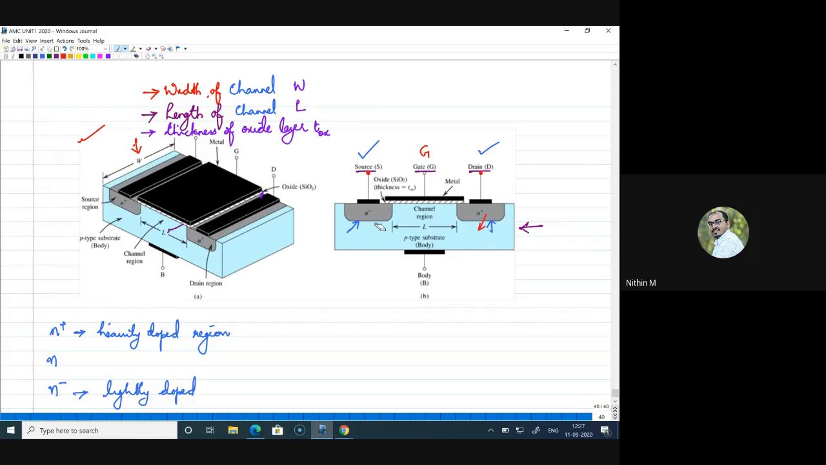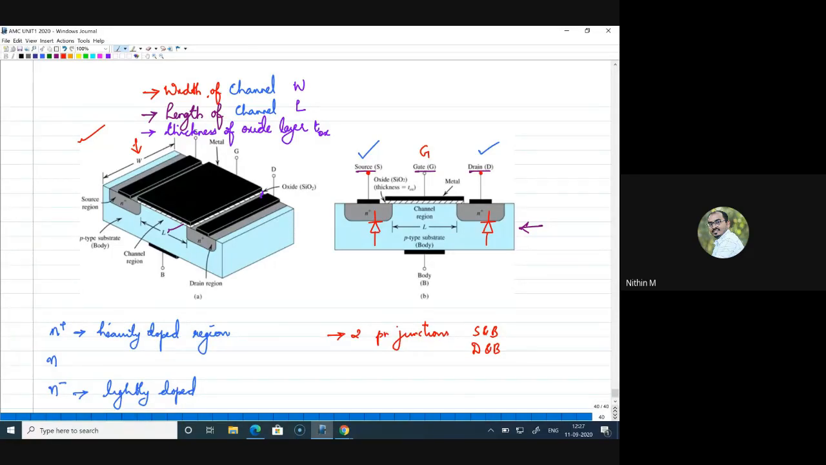You can see that on a P substrate there are two N plus regions formed. That means definitely there are two PN junctions here. So in the structure you can see that there are two PN junctions. These two PN junctions are formed between source and body and drain and body, right? So I can consider this as a PN junction. Again, you can see another PN junction here.